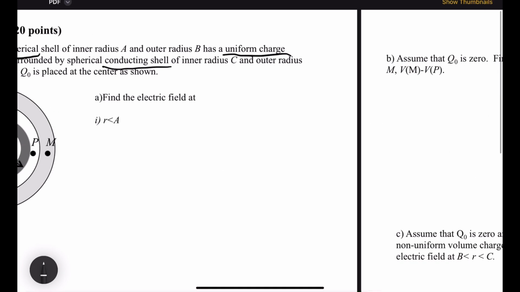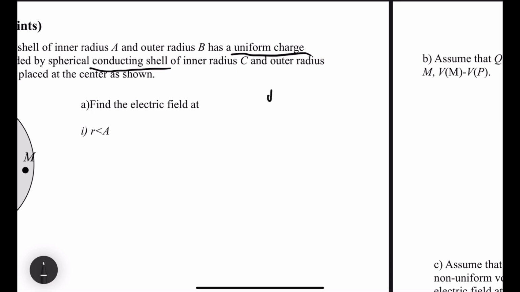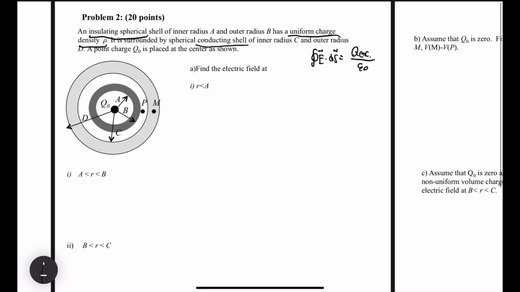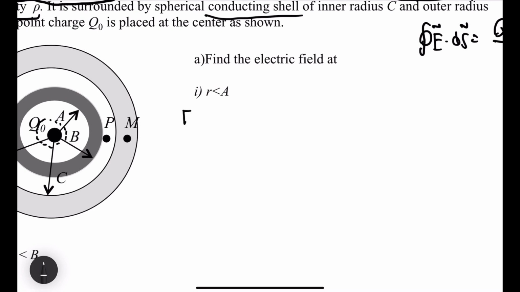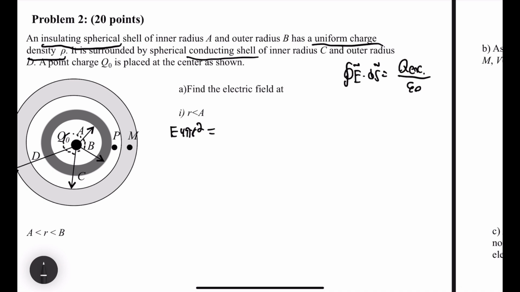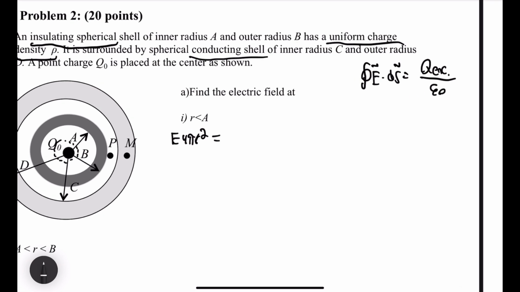So for this problem, we're going to use Gauss's law, which is the flux of E dot dS is equal to Q enclosed by our Gaussian surface divided by epsilon naught. So for r less than a, we're going to be in this region right here. So we're going to have E times the area of the sphere, which is 4 pi r squared, is equal to the charge enclosed, which is just a point charge Q naught, divided by epsilon naught.